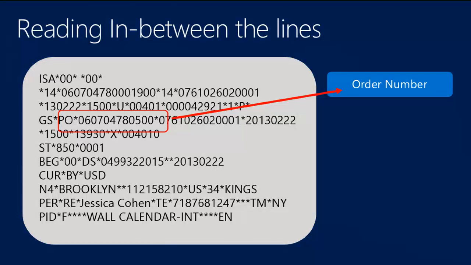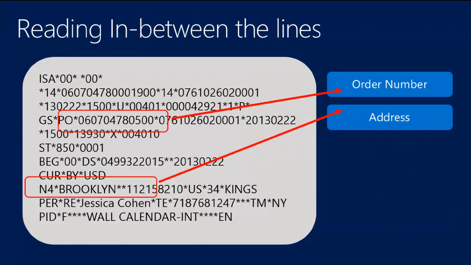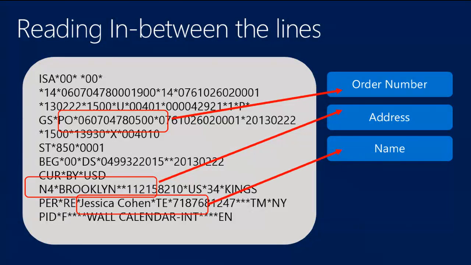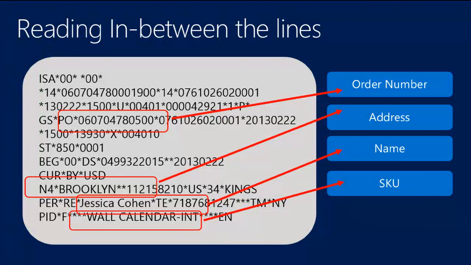But actually, if you look at the EDI data, there's an order number. That's that segment there. So we can see it's the order number there. That's the address. It came from Brooklyn. That's the name. And that's the SKU. That's what they actually ordered.